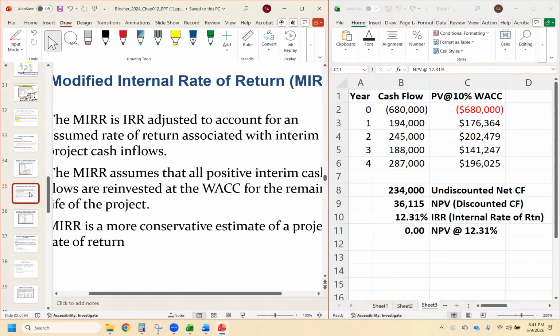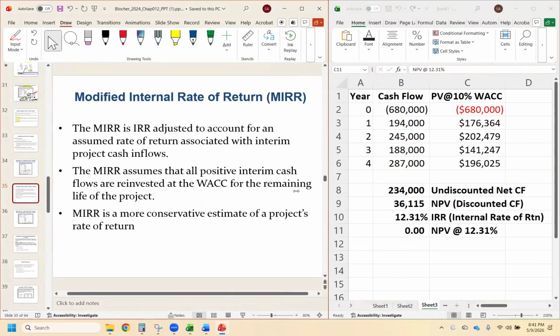All right. Modified internal rate of return. So this is adjusted to account for an assumed rate of return associated with interim project cash flows. And this assumes that all this money is reinvested at the weighted average cost of capital for the remaining life of the project. I'm not going to have you guys deal with this at all, so don't worry about the modified internal rate of return.